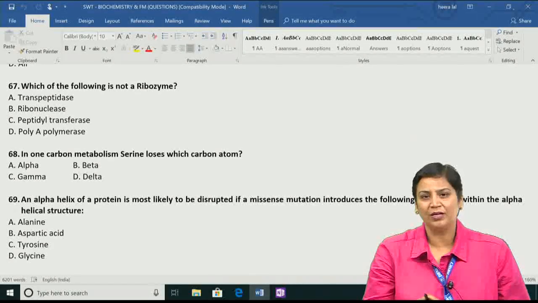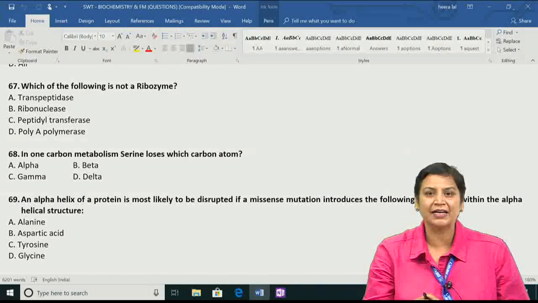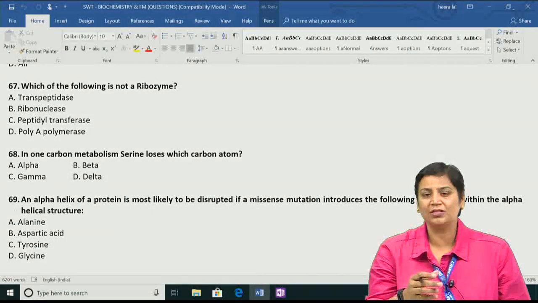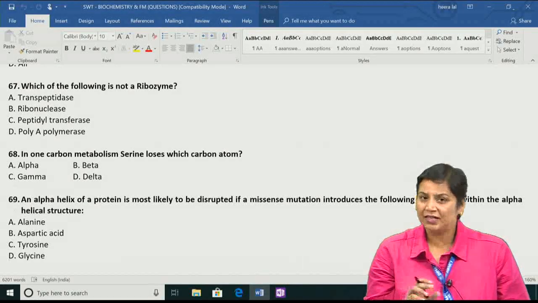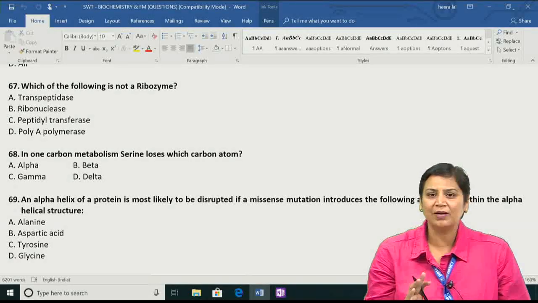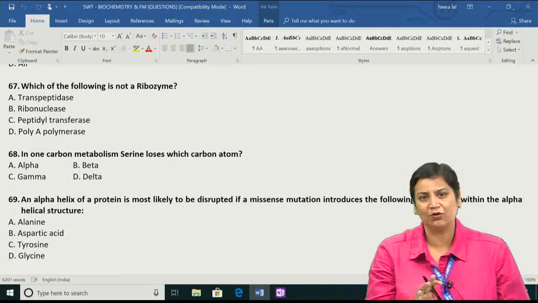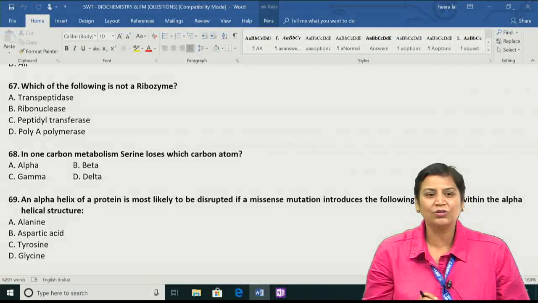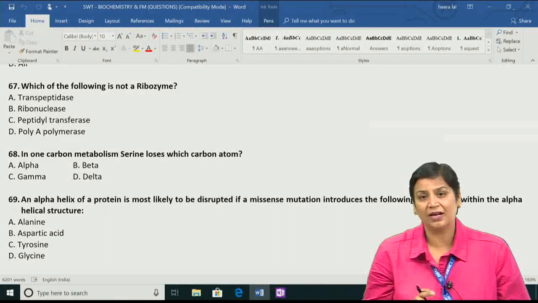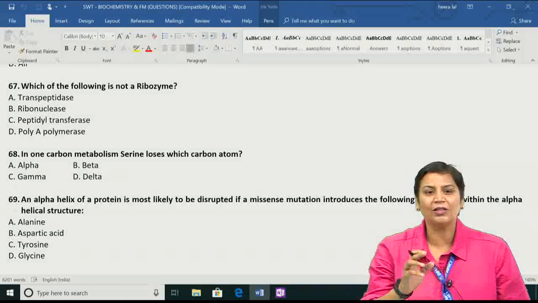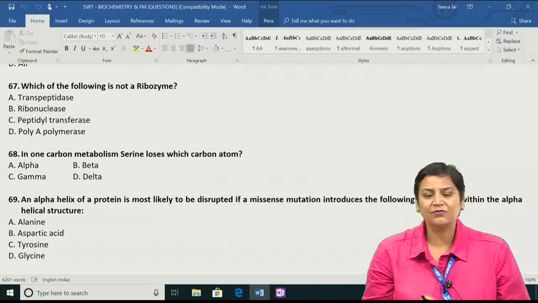Last is poly-A polymerase. Poly-A polymerase is catalyzing polymerization, meaning it is adding residues, attaching some RNA or DNA to it. Here the activity is simple polymerization, so no ribozyme is involved. So the answer to this question is poly-A polymerase, which cannot be a ribozyme. Apart from this, all the rest of the enzymes will come under the class ribozymes.